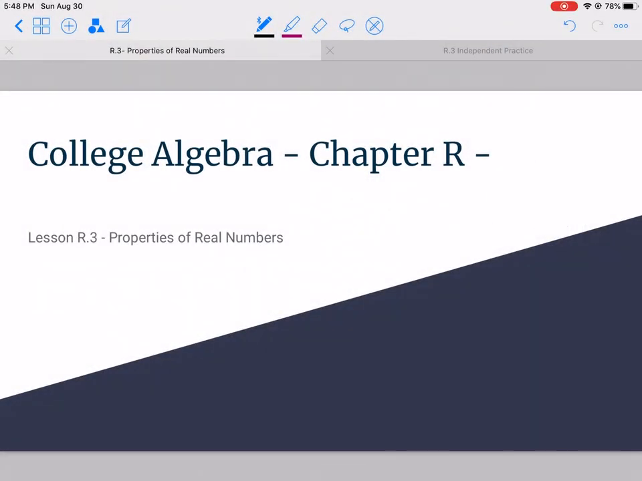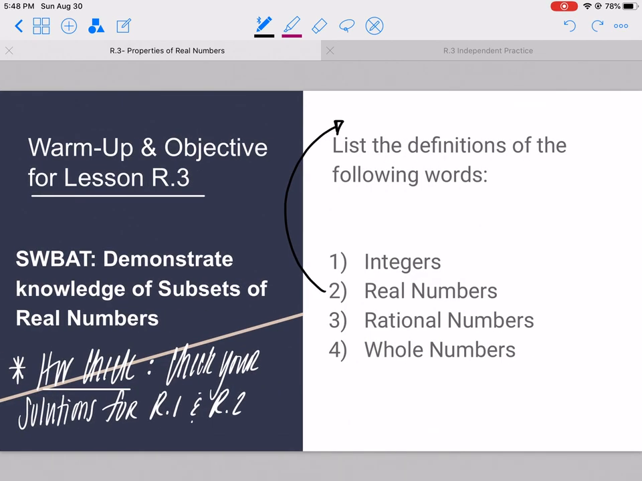All right. Hi, guys. We are doing the last lesson in Chapter R today. So please title your notes Lesson R3. And today we are learning about the properties of real numbers, seeing that we have been learning all about what it means to be a real number. Like I said, this is the last lesson in Chapter R. It's a pretty short and sweet lesson.